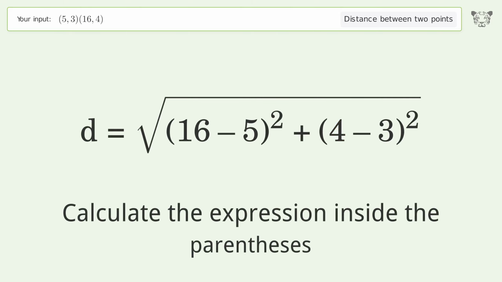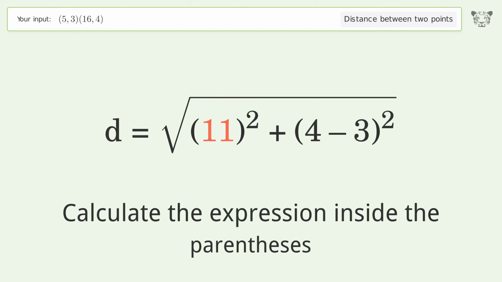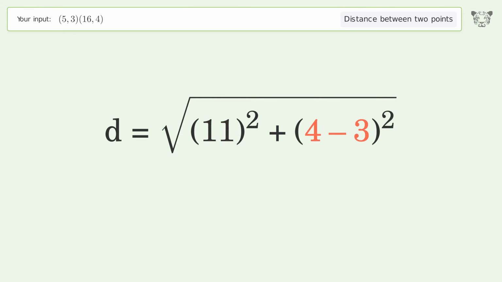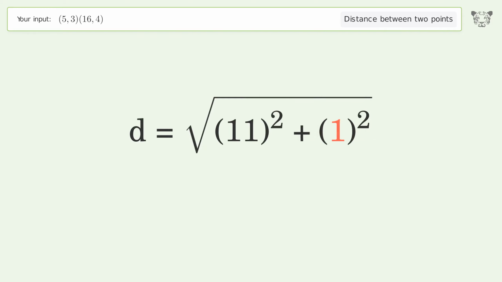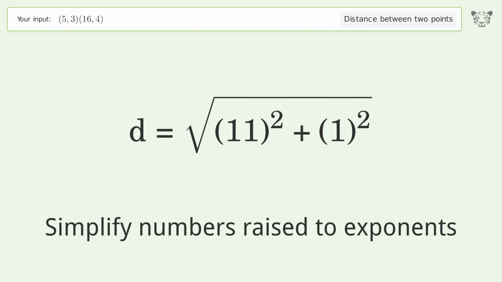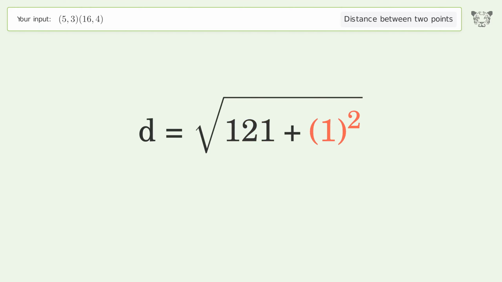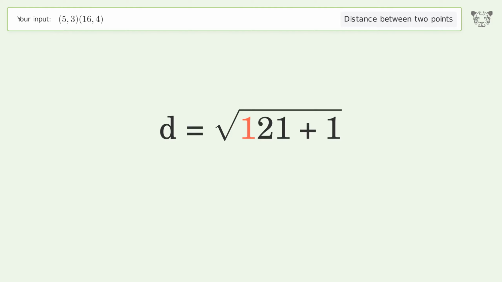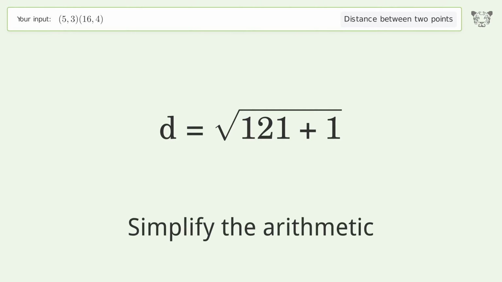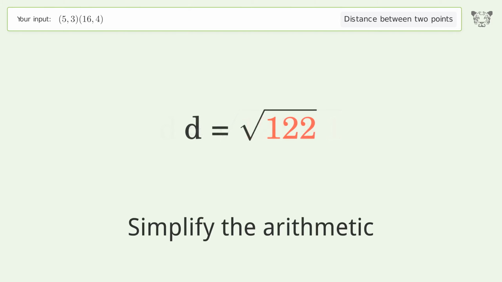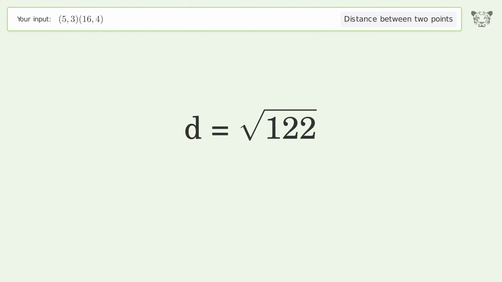Calculate the expression inside the parentheses. Simplify numbers raised to exponents. Simplify the arithmetic. And so the distance between the 2 points is the square root of 122, or 11.045.